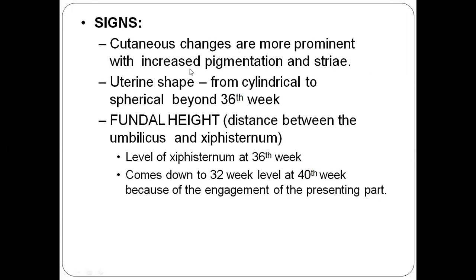Then signs. All the skin changes, whatever we noticed in the first trimester as well as the second trimester, all the skin changes, that is cutaneous changes, will become more prominent by the third trimester, and the uterine shape will change from cylindrical to spherical beyond the 36th week. The fundal height, we said, will be between the umbilicus and sternum. At the 36th or 38th week, it will reach up to the sternum, and then at the 40th week, it will come down due to the engagement of the presenting part. It's known as lightening, that we discussed in the previous slide.